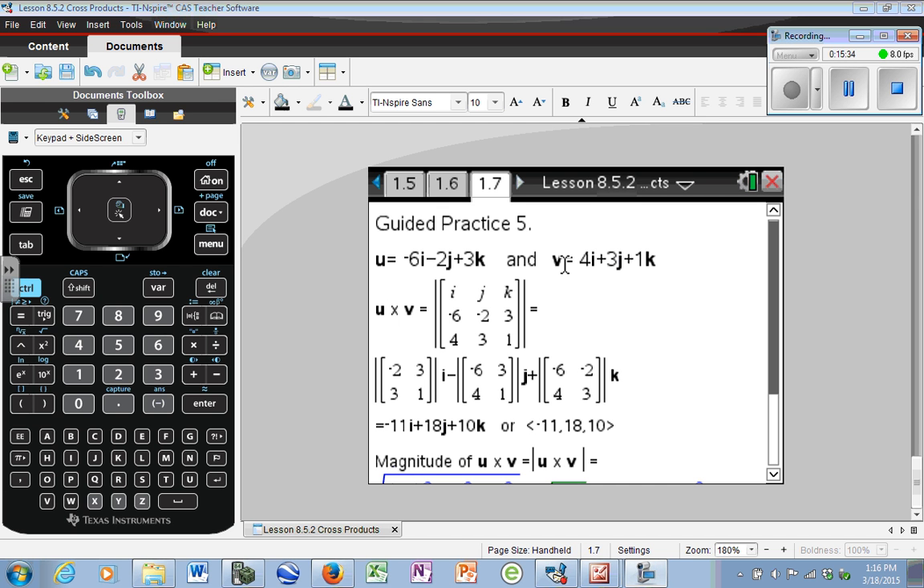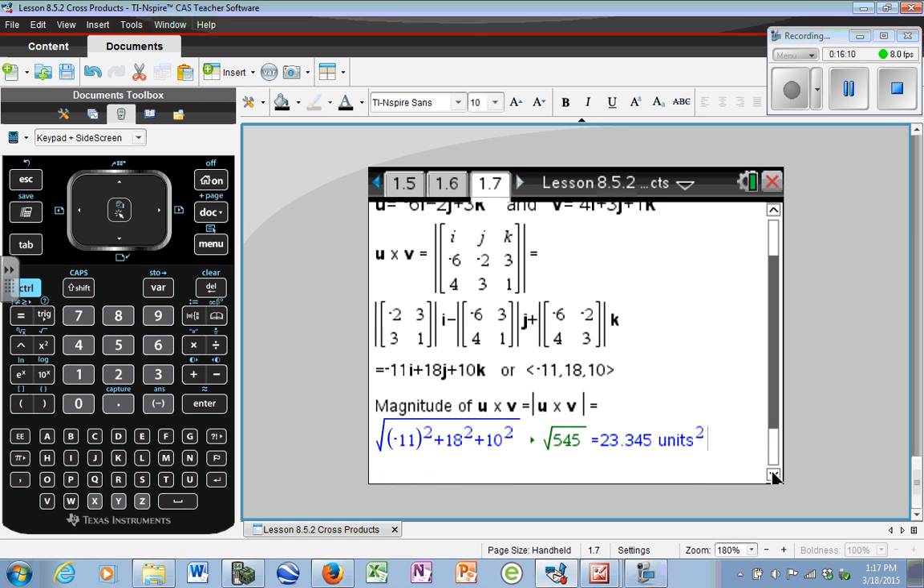And so we take the determinant and follow that rule, and for this first determinant we get negative 11, so we got negative 2 minus 9. Then here we got negative 6 times 1 is negative 6, minus 12 gives us 18, because it's minus negative 18. And on this one we get negative 18 minus negative 8, or we get 10. So we're going to write in unit vector form negative 11i plus 18j plus 10k, or in component form, negative 11, 18, and 10.